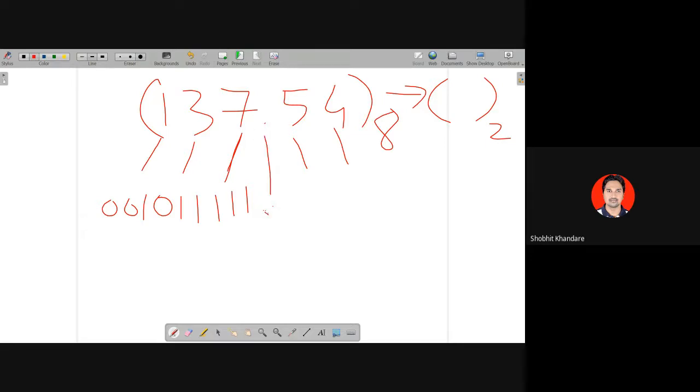Binary point equivalent to octal point. How do you represent 5 in binary? It is 101. How do you represent 4 in binary? 100. Very good. So this comes to be your binary. This comes to be your binary. So this is, I think, the easiest conversion from binary to octal and octal to binary.